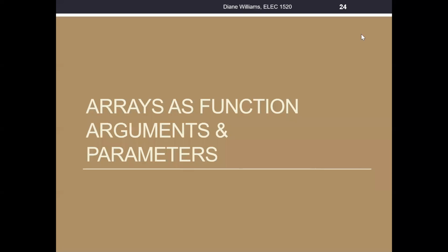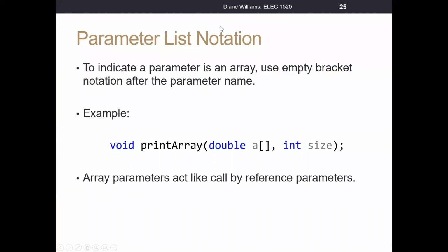Right, let's take a look at how we use arrays as function arguments and parameters. So, parameter list notation for an array. We know that when we create a function, the general form of the function heading is a return data type, the name of the function, and then the parameter list. In this case, we're going to have an array in our parameter list.